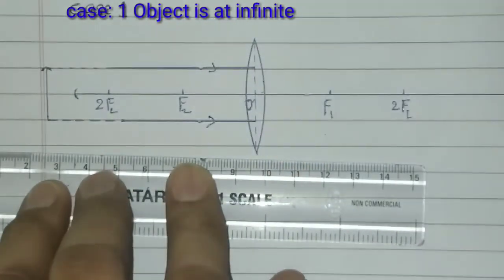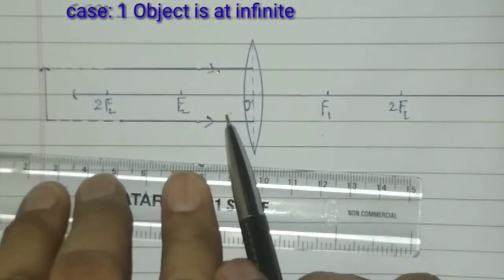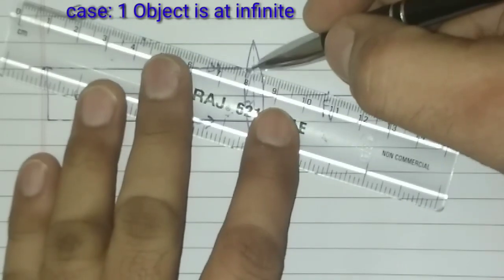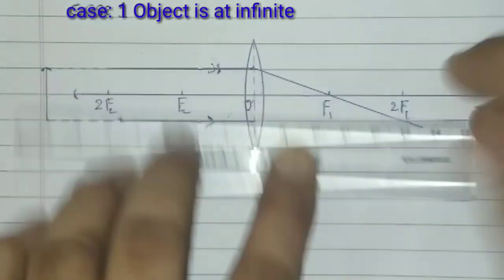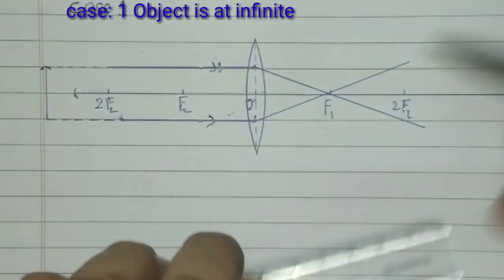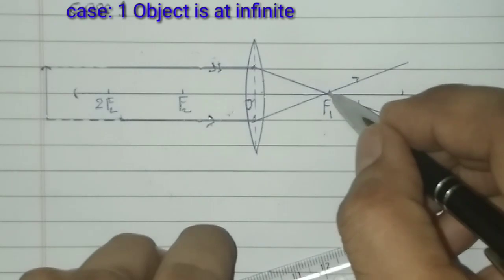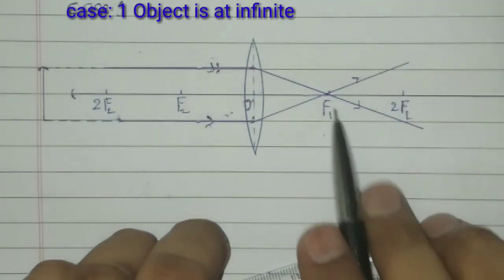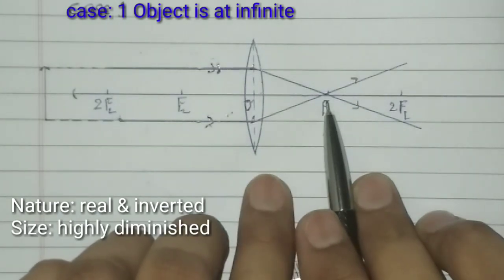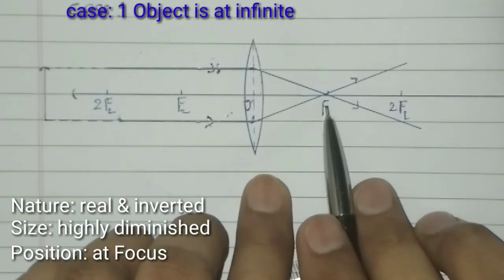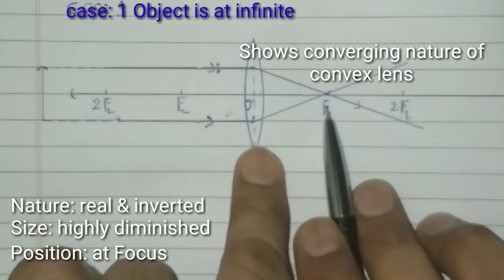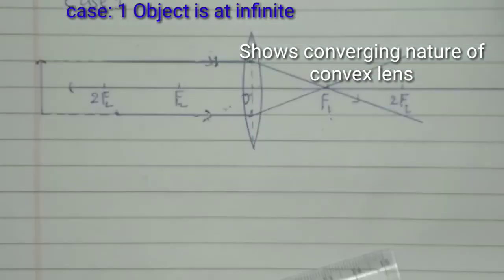These are the incident rays. And rays which are incident parallel to the principal axis, after refraction, pass through the focus of the lens. So these refracted rays meet at point F1. Since the light rays actually meet, the image formed is real. We can see that the image is highly diminished, point-sized, and is at the focus. Okay, and this ray diagram also shows the converging nature of the convex lens.